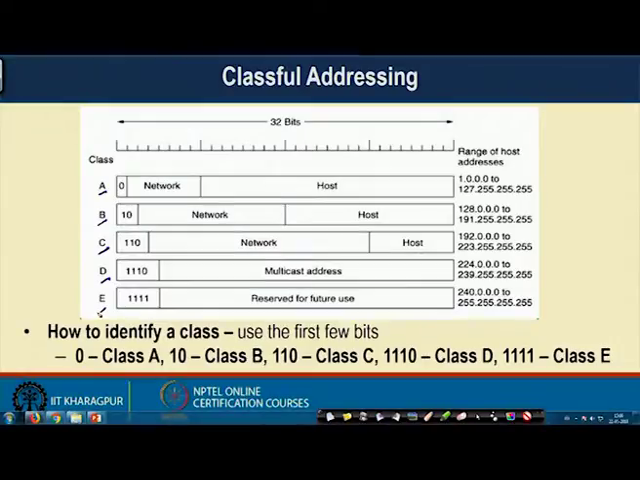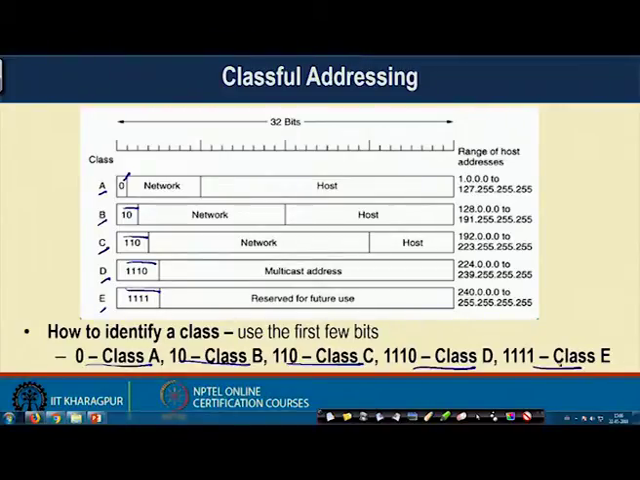For that, in classful addressing, we use the first few bits. If your first bit is 0, then it is a class A address. If the first 2 bits are 1 and 0, then it is a class B address. If the first 3 bits are 110, it is a class C address. If they are 1110, it is a class D address, and if it is 1111, then it is a class E address.